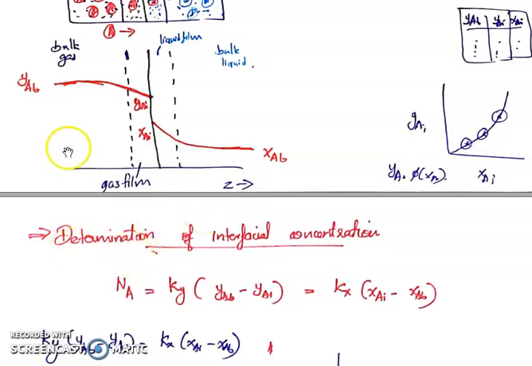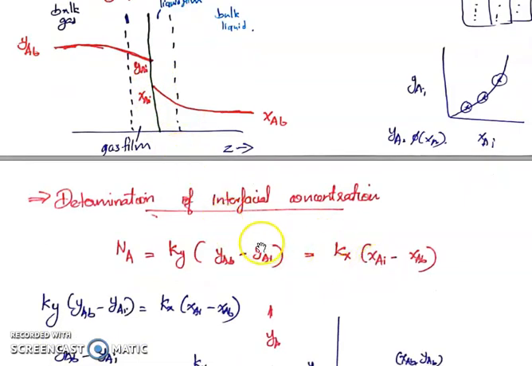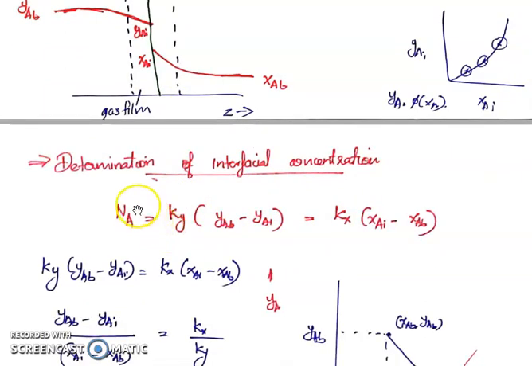Here, the flux with which molecules are moving, Na, is equal to Ky into the concentration difference. That is, Ky is the mass transfer coefficient in the gas phase: Ky into YAB minus YAI. I can also write it in terms of the mass transfer coefficient in the liquid phase, that is, Kx into XAI minus XAB, because XAI minus XAB is the mole fraction difference or concentration difference in the liquid film. So these are the two ways in which I can write the equation for flux.